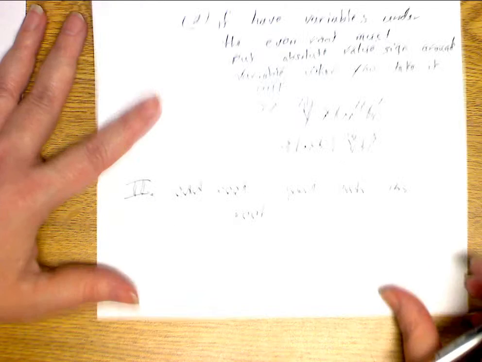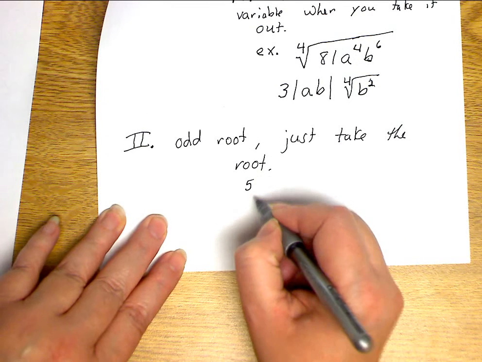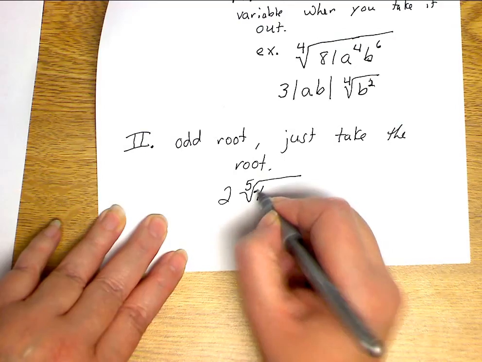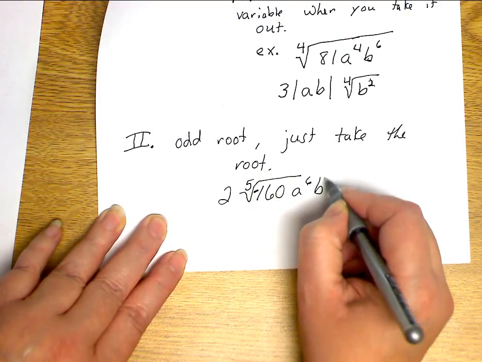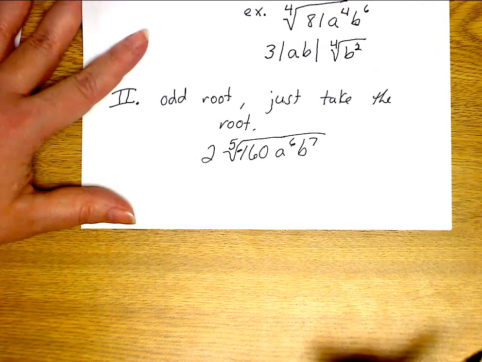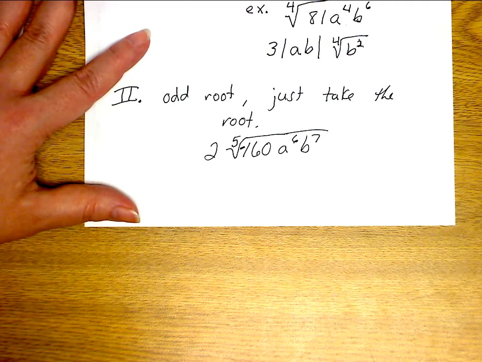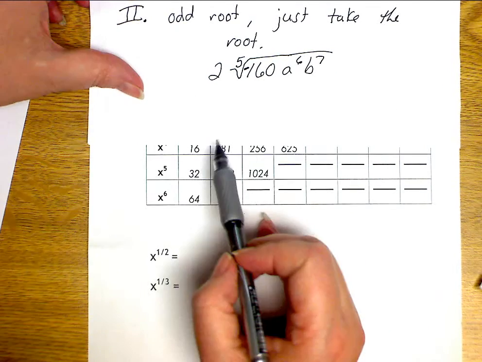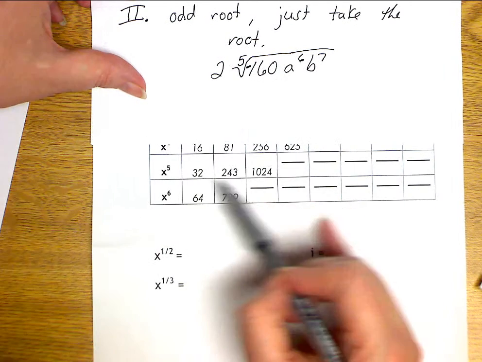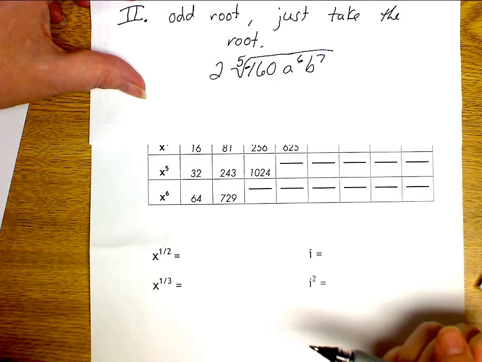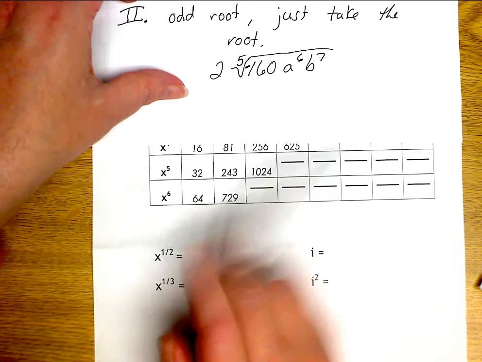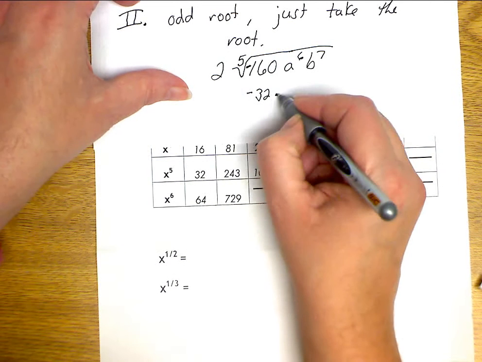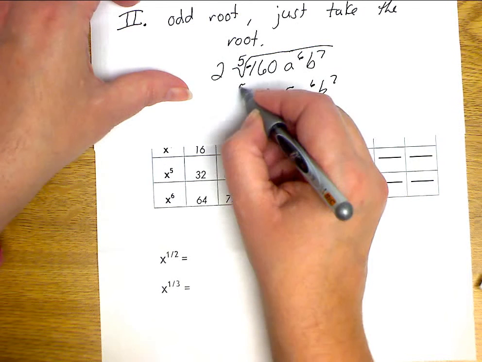All right, so here we have 2 times the 5th root of negative 160 a to the 6, b to the 7. The first thing you want to do is look at your fifths. 160 is not one of your perfects, so we have to figure out which of these goes into 160. Yes, 32. 32 times what gives me 160? 5. So we're going to take negative 32, because we're taking the negative out, times 5, a to the 6, b to the 7th, just to rewrite it so you can see what we're going to do.